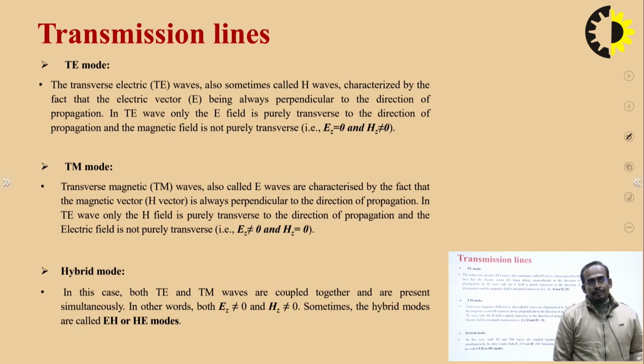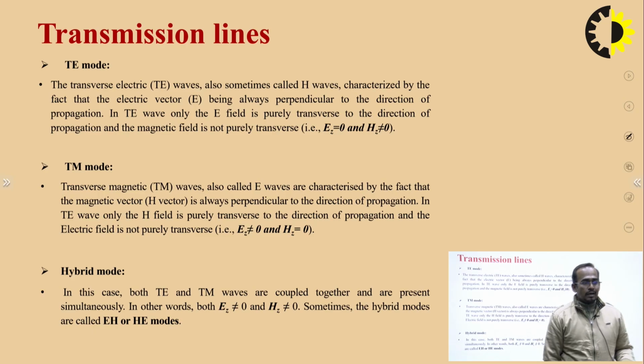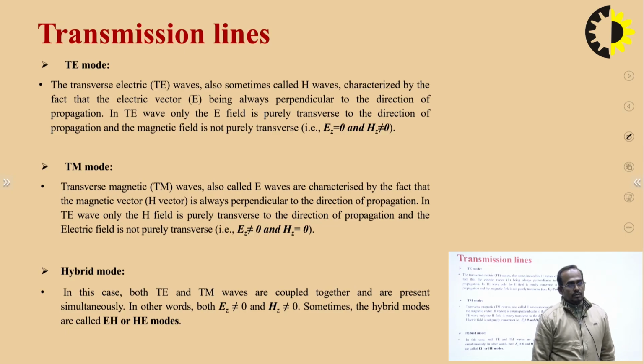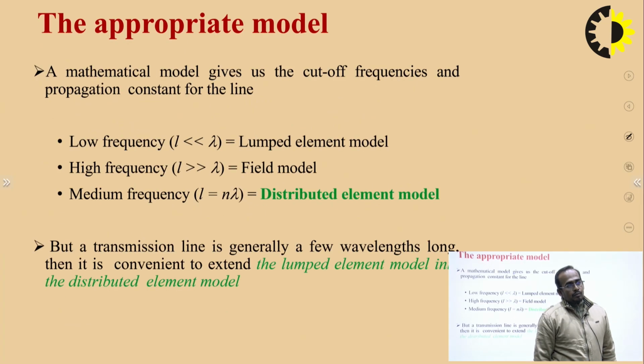in this case, hybrid mode, TE and TM modes are coupled together. So in this case neither the electric nor the magnetic field will be 0. Sometimes this hybrid mode is called EH mode or HE mode. So these are the modes that are used in the transmission line.